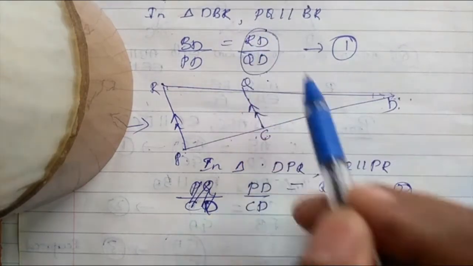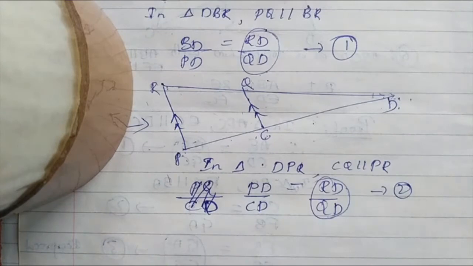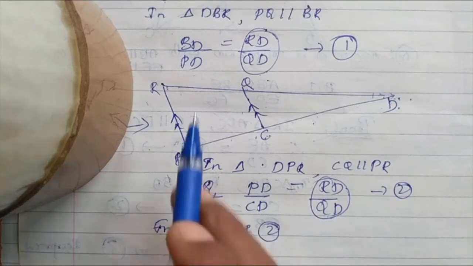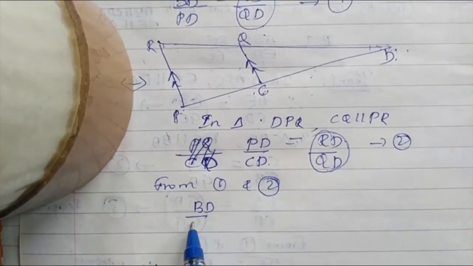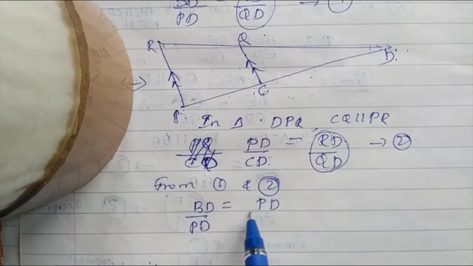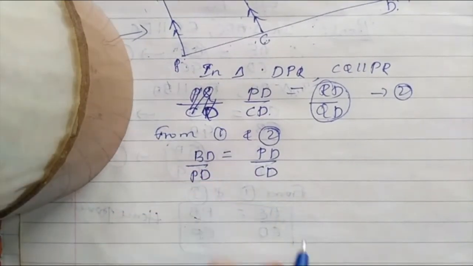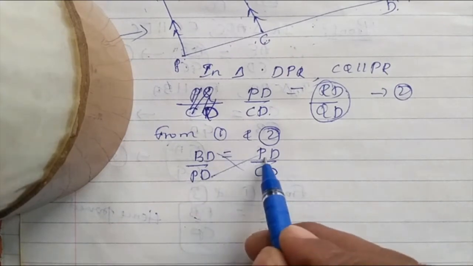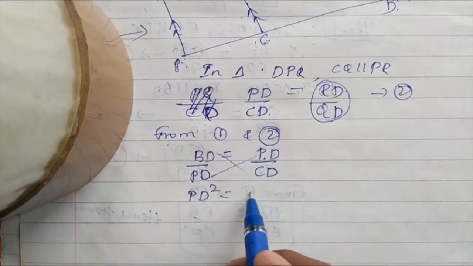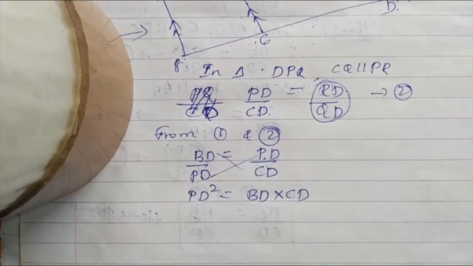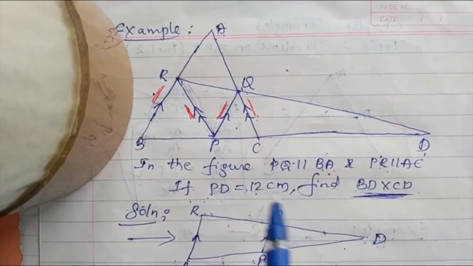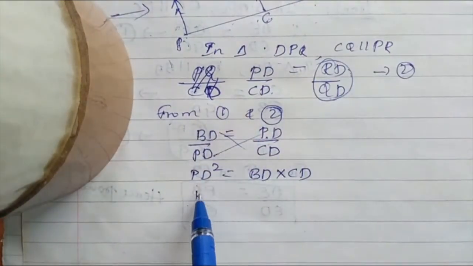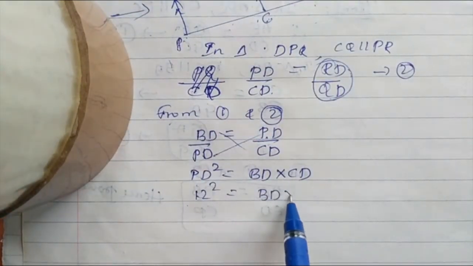Look at the right-hand side of both equations; they are equal. So from 1 and 2, what can we write? The LHS are equal, that is BD by PD is equal to PD by CD. Just cross multiply: PD square equals BD into CD. The PD value is already given in the question, 12 centimeter. We write here 12 centimeter. 12 square is equal to BD into CD.